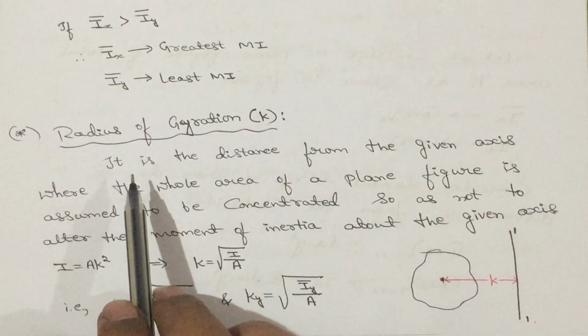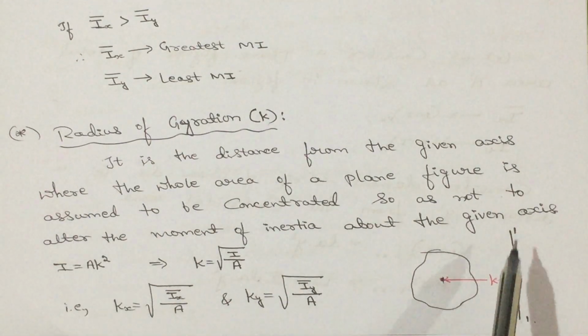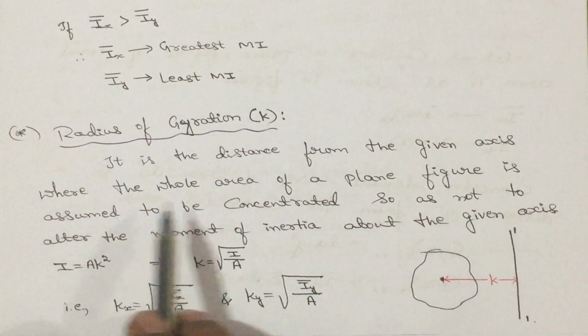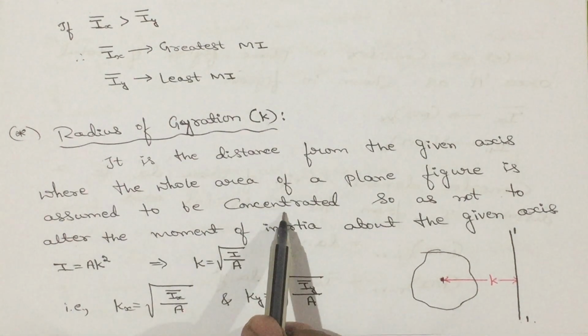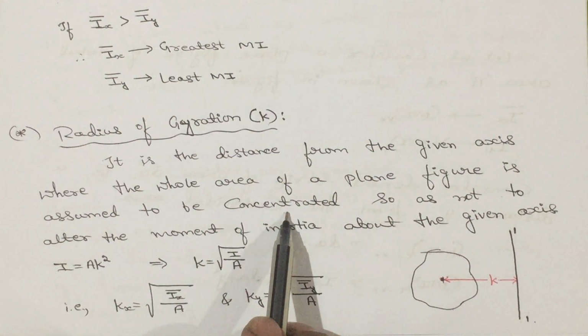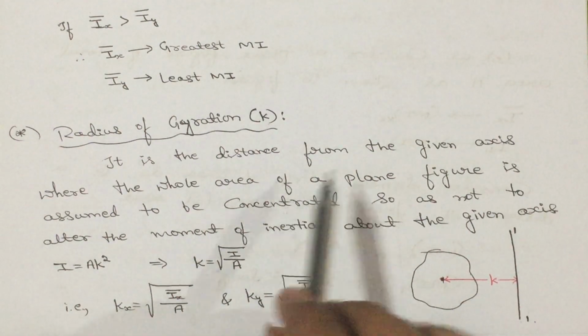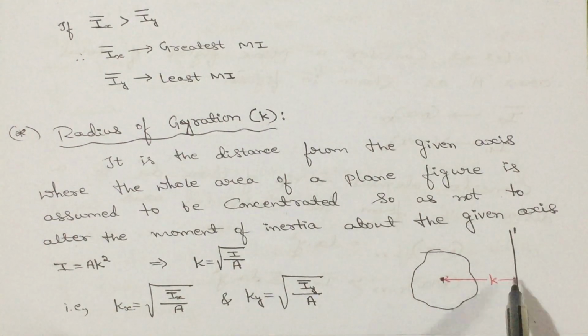How can we define it? It is the distance from the given axis where the whole area of the plane figure is assumed to be concentrated. What do you mean by the area of the plane figure being assumed to be concentrated? That is nothing but the centroid. So the distance from the axis to the centroid, we call the radius of gyration.